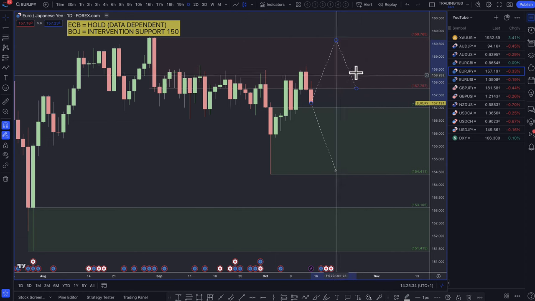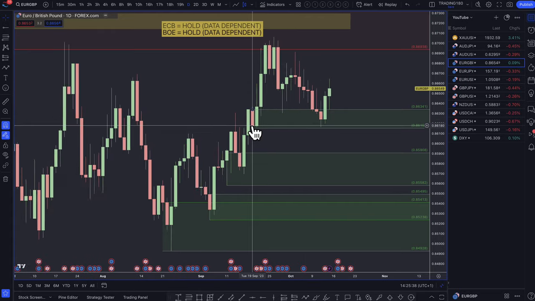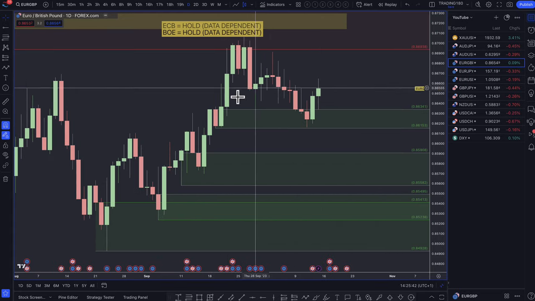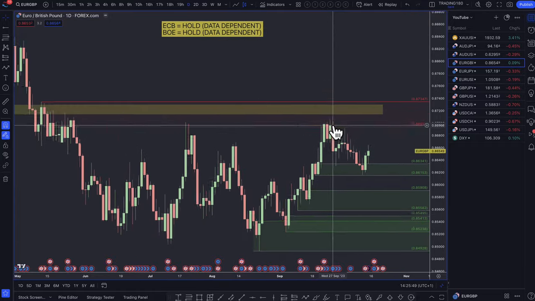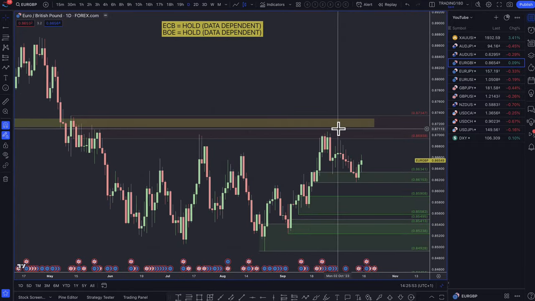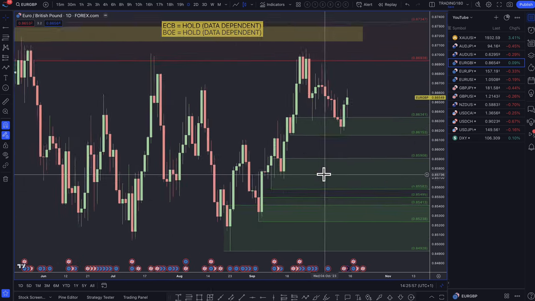So there's that. Pound, euro pound, prices did come back down to this demand zone, bounced off it once, bounced off it twice. Both central banks, again, are really kind of on hold, data dependent. It's difficult to see really the difference between the two in terms of clear divergence. So for me, I'm staying out of this pair.